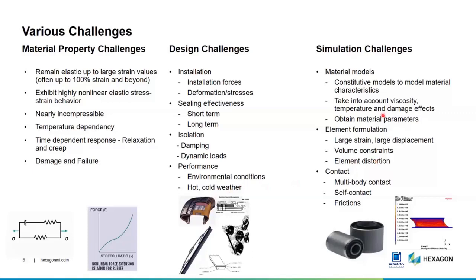Simulation challenges. To incorporate all these material property challenges, you have to make the material models. To incorporate the behavior of large strain and extensive deformation, the element formulation has to be robust. And if you have an assembly made up of different rubber components, you also want to take care of the extensive amount of contact. There can be multi-body contact or self-contact. The rubber can contact itself or other components. The friction behavior in rubber is also very complex. Sometimes you can give a specific coefficient of friction value, but sometimes the friction also depends on other factors like sliding velocity and contact pressure. So you have all these capabilities within the MSC Marc product that we have.